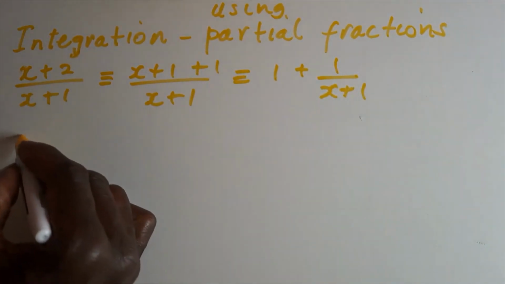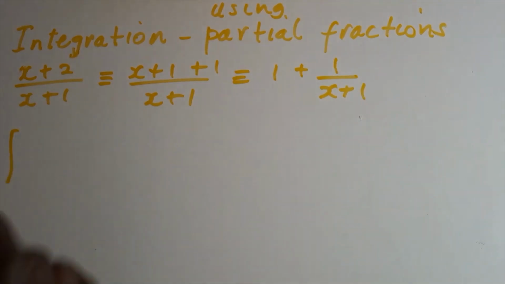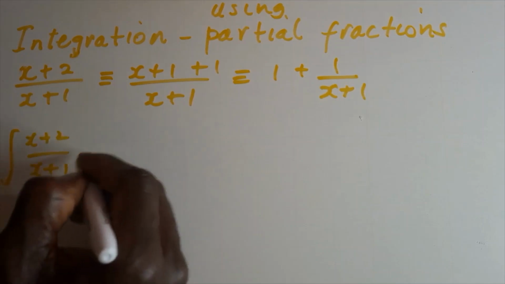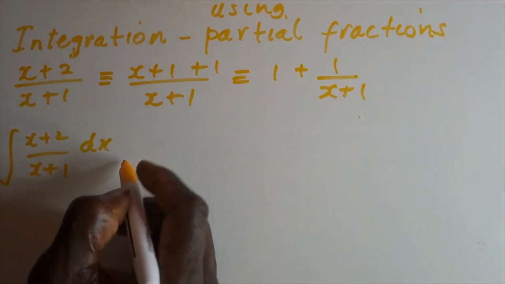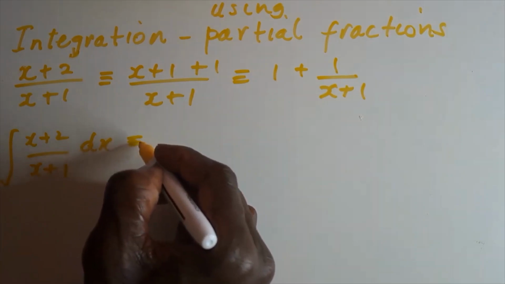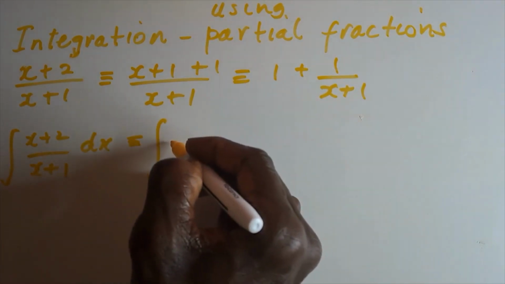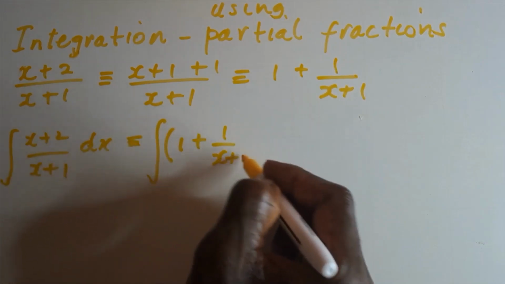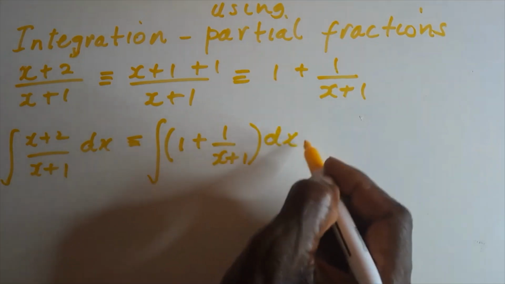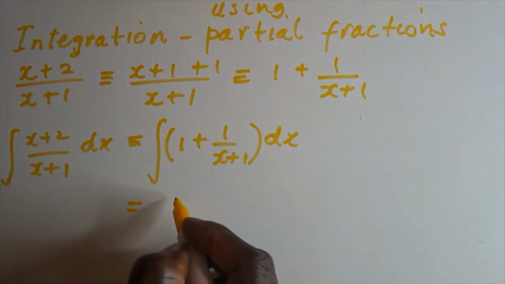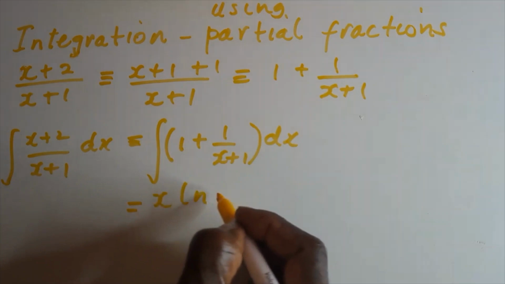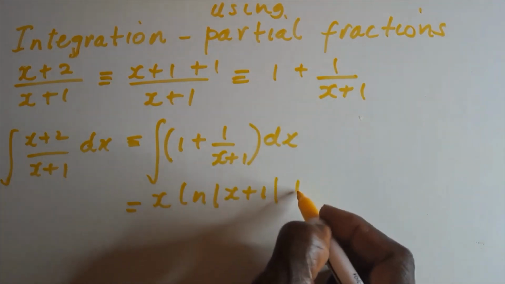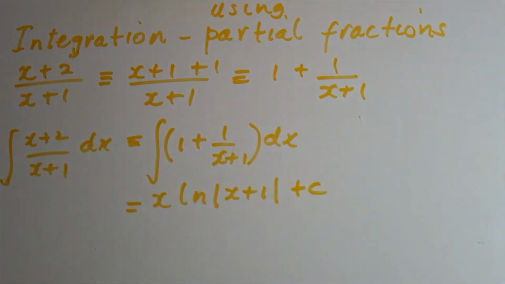And so now we can write the integral of x add 2 over x add 1 dx is equivalent to writing it as the integral of 1 add 1 over x add 1 dx, which is equal to x add ln magnitude of x add 1 and the constant of integration.